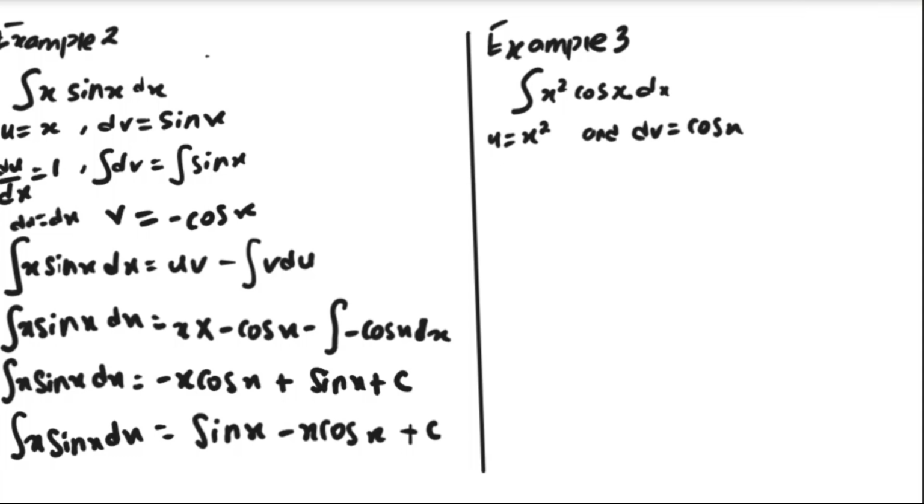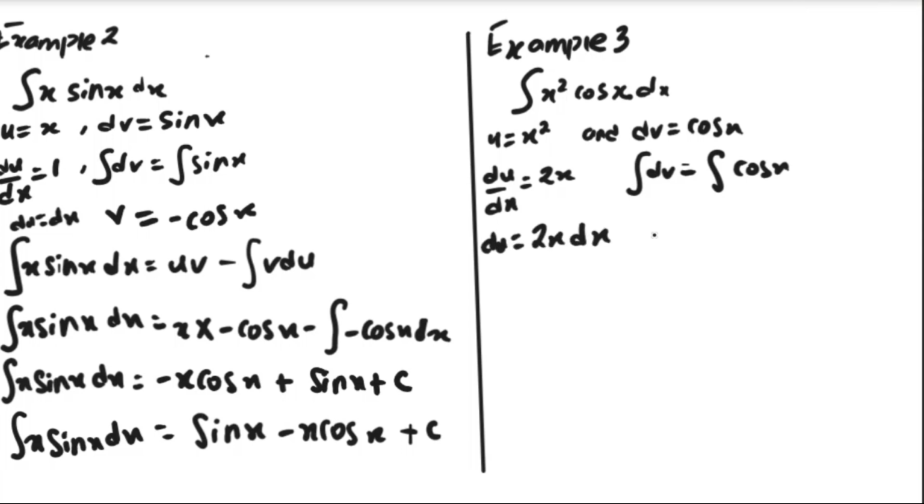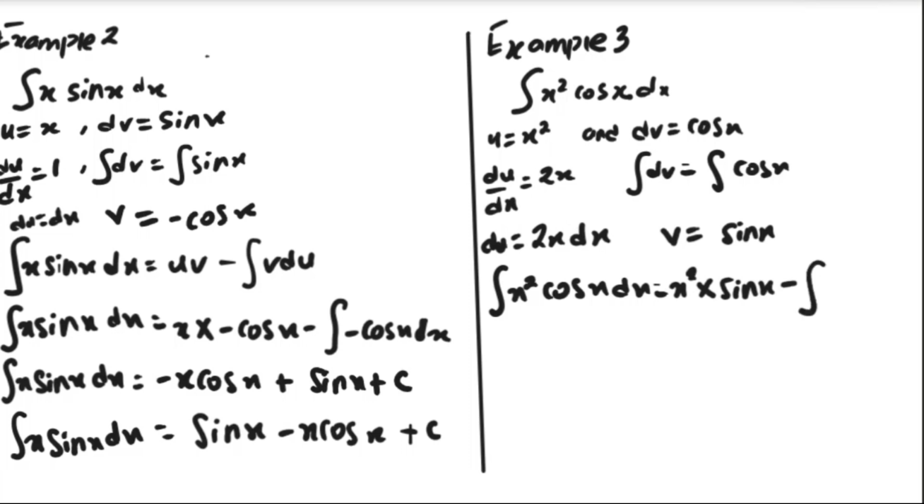So if u is equal to x raised to power 2, du dx is going to give us 2x. So integral dv will give us integral cos x. So from here, it means that du is equal to 2x dx. Integral dv will give us v. If you integrate cos, you are going to get sine x. So it means that integral x squared cos x dx will give us our u, that's what? x squared multiplied by v, sine x, minus integral v du.